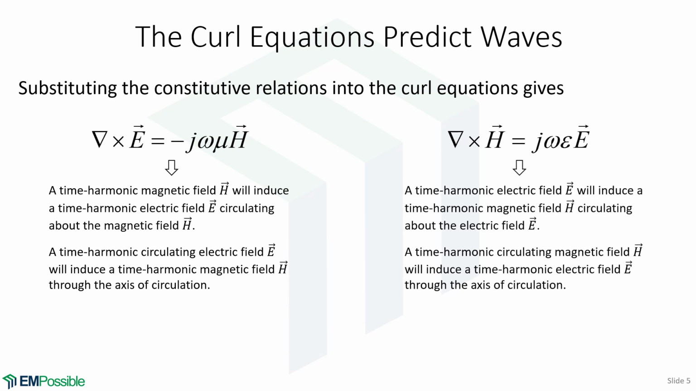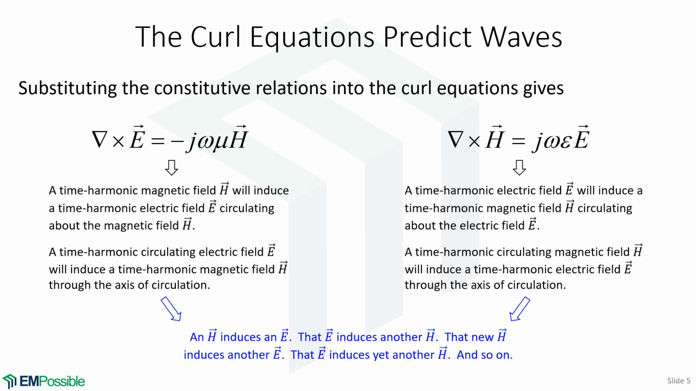Now, the other curl equation just really swaps the roles of E and H, but essentially says the same thing. If we have a circulating magnetic field, we will have an electric field through the axis of that circulation. Or if we start with the electric field oscillating, we will induce a magnetic field circulating around it. Now notice the j omega. This means we're in the frequency domain, so we're not talking about static fields. We're talking about fields that are oscillating.